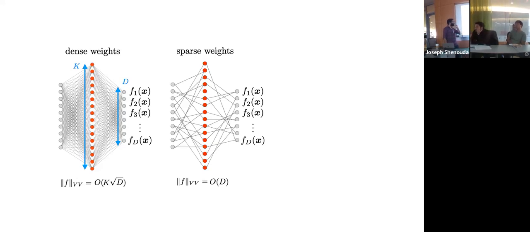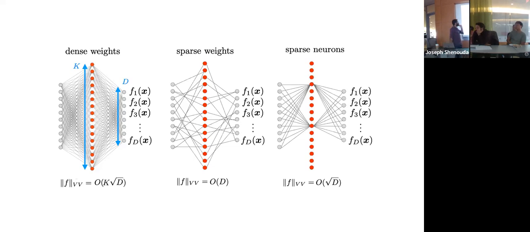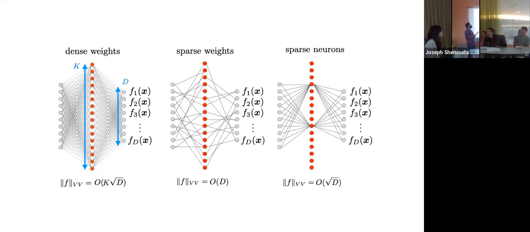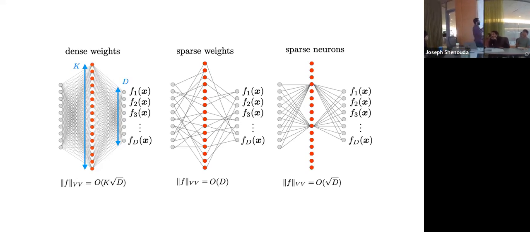Another configuration for your architecture is one where you have sparse neurons. In this case, every output depends on very few neurons, but the same few neurons, and every neuron contributes to every output. So every neuron has a 1 in every element of its output weight vector. Then you would get something on the order of square root d, and this is obviously the smallest. So the VV norm is telling us something about how much variation you're expecting on every output. Every output depends on the same but few neurons.